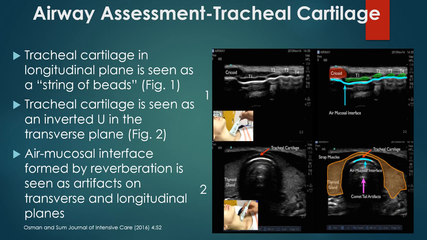Airway-related structures that can be visualized by computed tomography can also reliably be identified by ultrasound. You typically can visualize the airway from mid-trachea with ultrasonography all the way to the tip of the chin in some pretty easy-to-follow steps. Tracheal cartilage is seen in the longitudinal plane as a string of beads. That's longitudinal. It is also described as a sagittal plane.